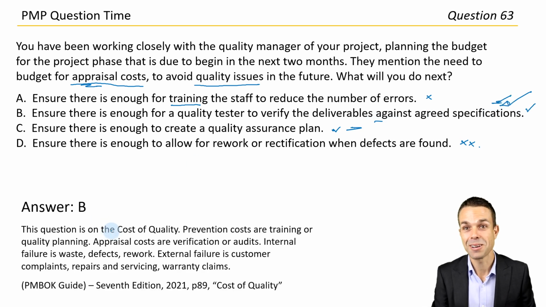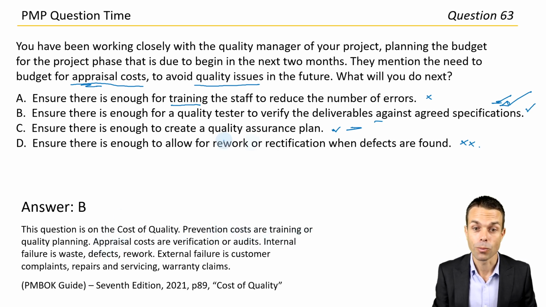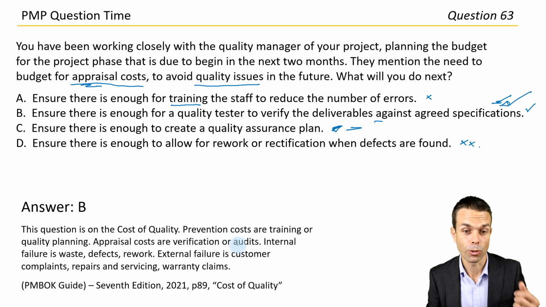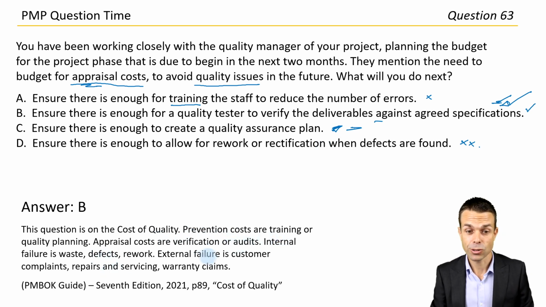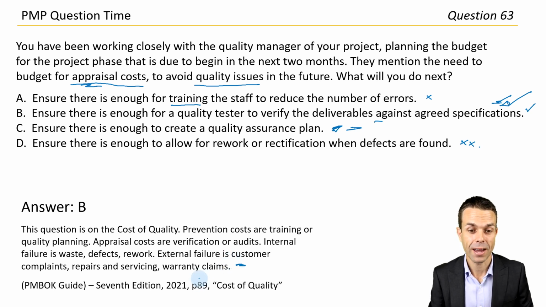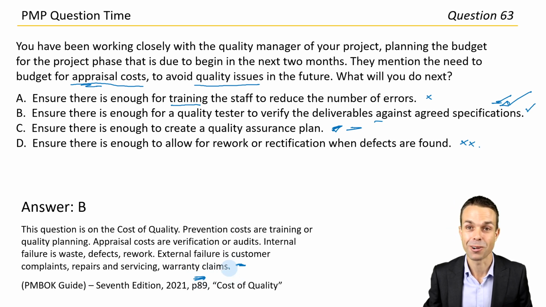This question is on the cost of quality. Prevention costs are training or quality planning. Appraisal costs, so there we go, that's maybe prevention instead, so that's good to know. Appraisal costs are verification or audits. Internal failure is waste, defects, and rework. External failure is customer complaints, repairs and servicing, and warranty claims. Again, direct from the PMBOK Guide, that answer. Page 89, cost of quality. A really great way to learn and a great way to do it.